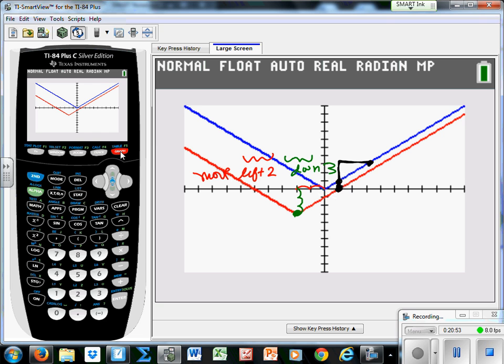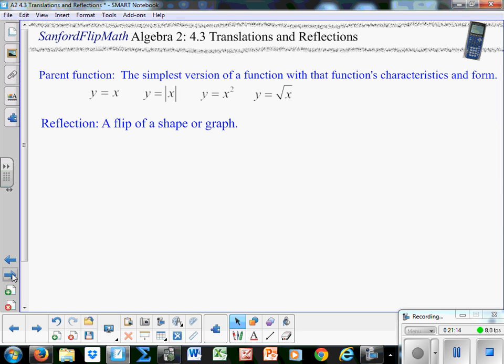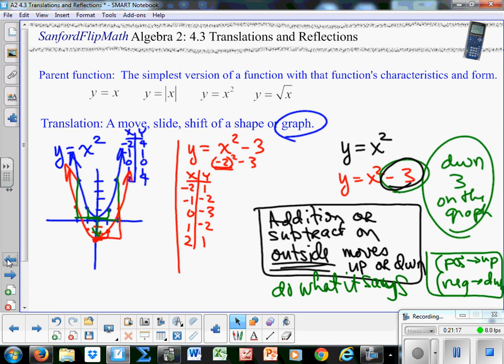All right, so this whole video was about translations, slides. It's all about addition or subtraction. One last time, remember if it's adding or subtracting on the inside, it's left or right, it's in the x direction, it's inverse, inside, inverse, inside, inverse. You'll hear me say that a million times. If it's adding or subtracting on the outside, it moves up or down with y, and you just do what it says. That's the easy one.